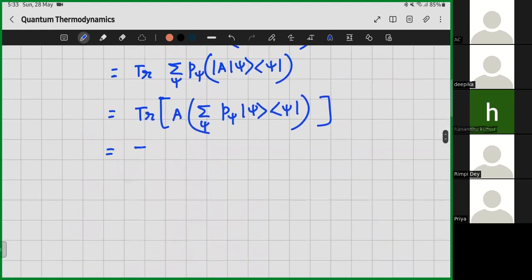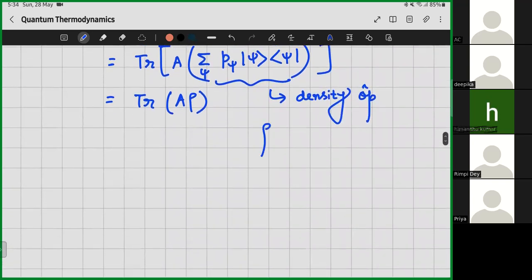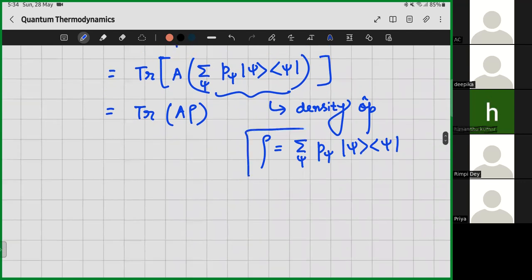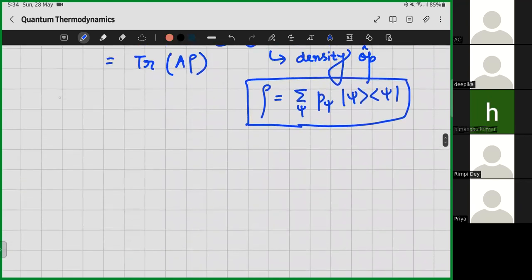Okay, so we can write this as the trace over rho. This is our density operator. The density operator rho is defined like this: |psi><psi|. For a pure state there will be only one state, so for a pure state rho is just this, and this is the general description for pure and mixed states as well.